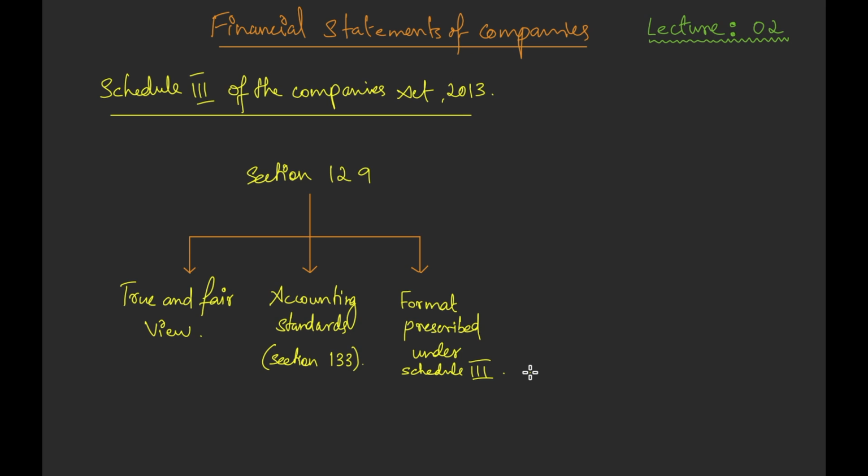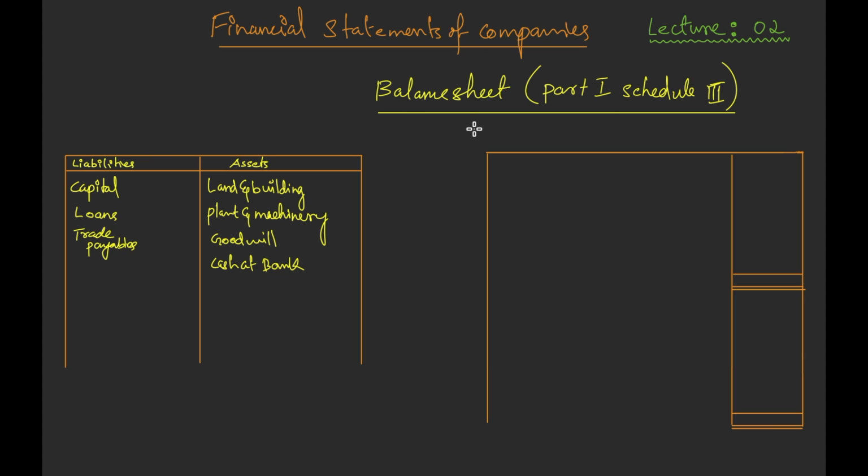Now let's learn the format of the balance sheet and statement of profit and loss, or profit and loss account, of companies prescribed under Schedule 3. The format of the balance sheet of companies is provided by Part 1 of Schedule 3. Before discussing this, let's see the balance sheet of sole proprietors. In the balance sheet of sole proprietors, we had a T format, or T-shaped balance sheet.